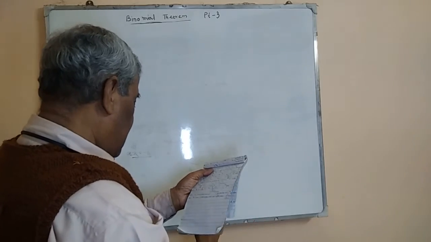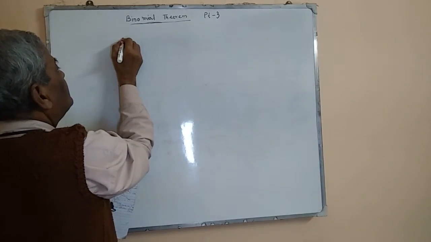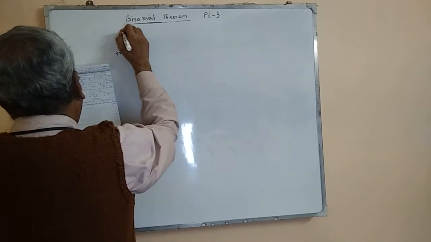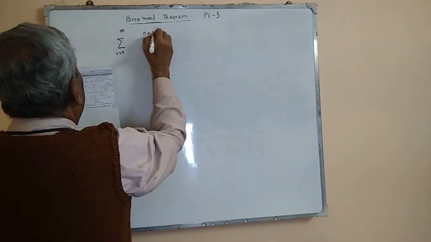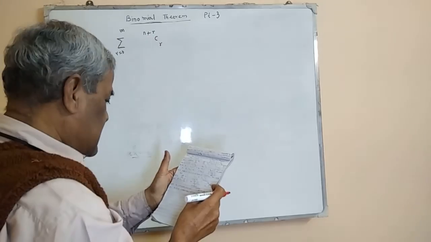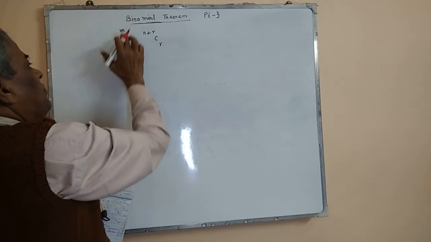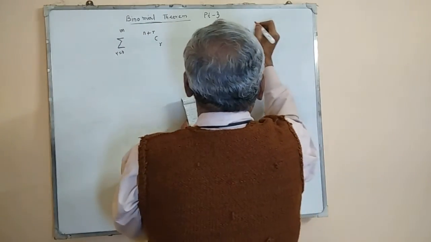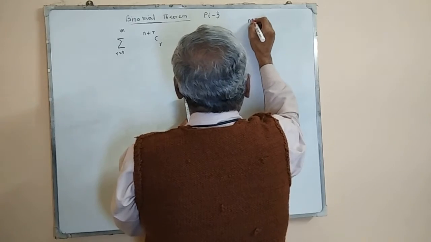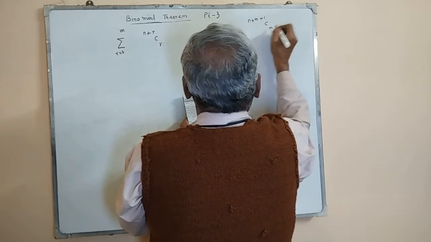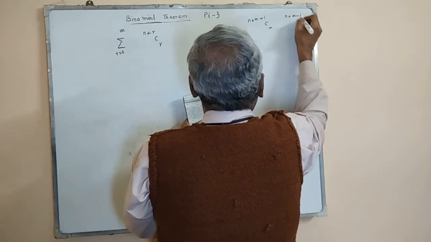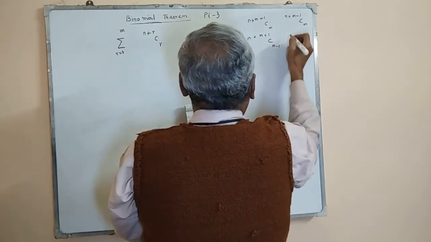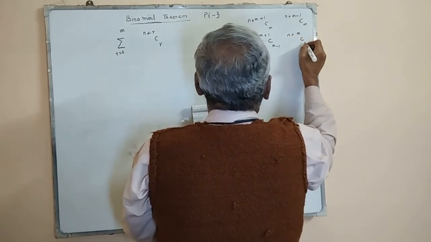Next problem. Sigma r equals 0 to m of n plus r C r, is equal to, r equals 0 to m summation n plus r C r is equal to, the options are: n plus m plus 1 C m, n plus m minus 1 C m, n plus m plus 1 C m minus 1, n plus m C m minus 1.